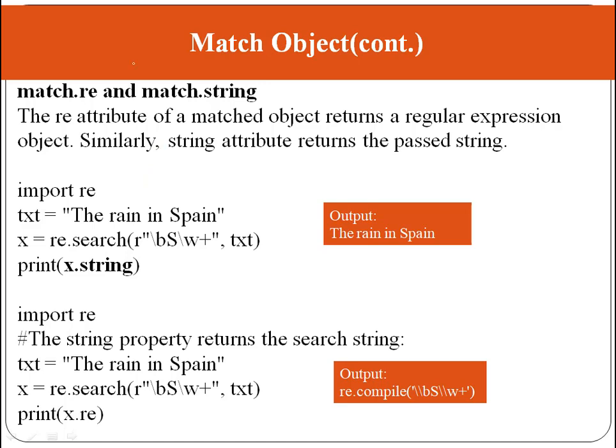Then we are using match.re and match.string, right? So this is x, which is a match object. x.string will return the string that has been used for matching purposes. Then x.re will return the regular expression that has been used for the matching purposes.